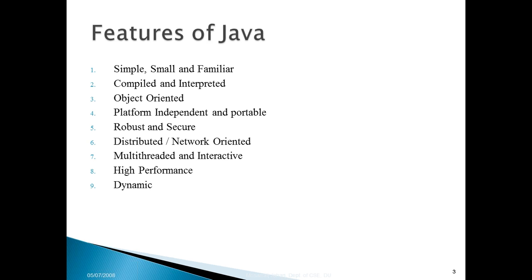And the fifth point is robust and secure. How has Java achieved robustness? Java has a capability to fight against errors. We have a concept called exception handling in Java, which deals with fighting against errors, especially in very high level programs.